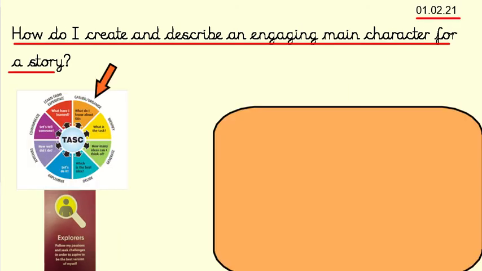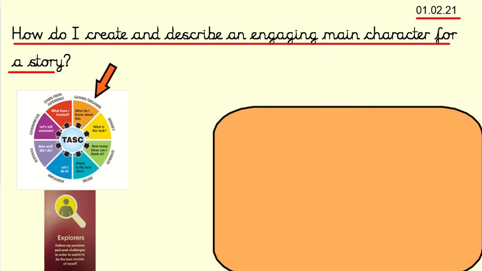So we're going to begin today by focusing on the first element of our task wheel, which is about gathering and organising. We're going to be thinking to ourselves, what do I know about this inquiry question? Okay, so let's start by unpicking the question and identifying the key vocabulary. How do I create and describe an engaging main character for a story?